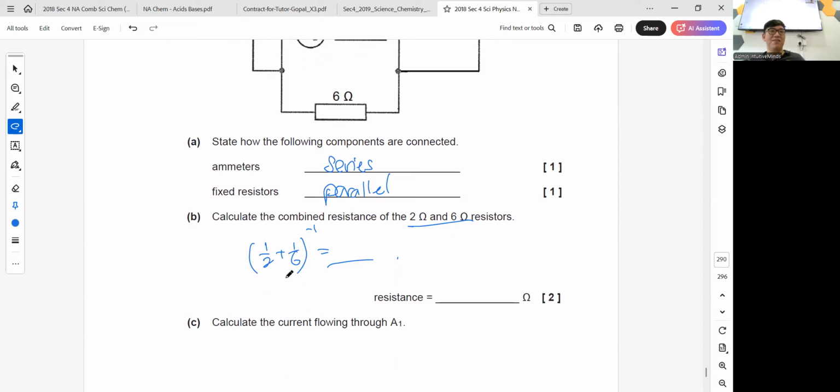You solve inside first. Take 2 times 3 and then 1 times 3. So 3/6 plus 1/6. You get 4/6. Then flip it, 6/4. Because a half equals 3/6, so 3 plus 1 is 4, and you flip it.